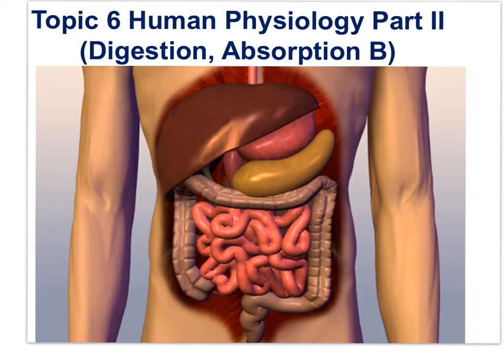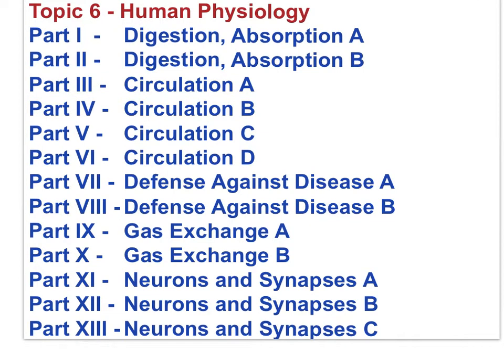The essential idea is the structure of the wall of the small intestine allows it to move, digest, and absorb food. Here is the first of 2 slides that provides an outline of all parts of Topic 6, Human Physiology, for SL and HL students. Use the outline to find the movie you need for review. This movie is focused here.